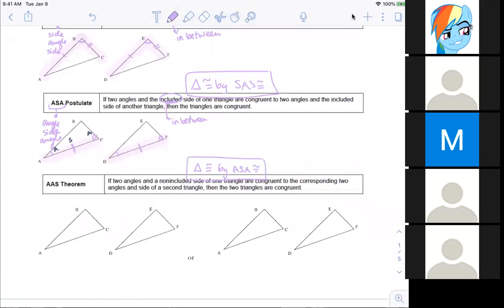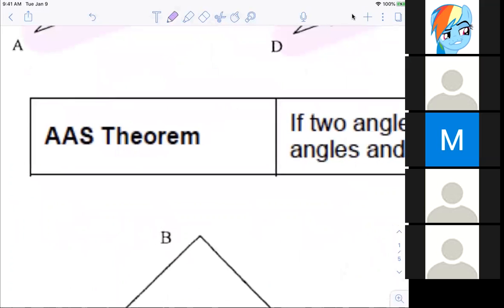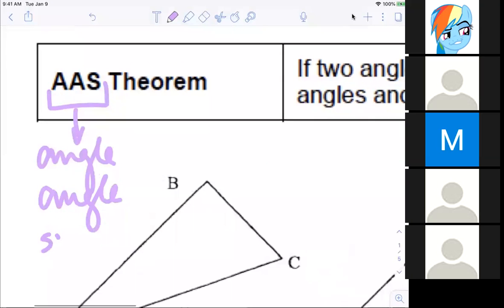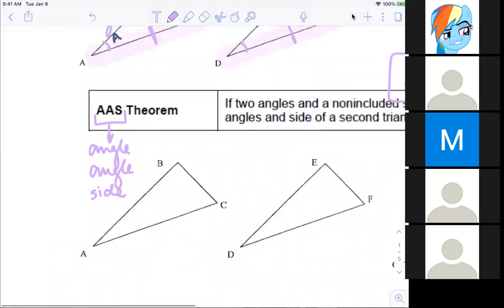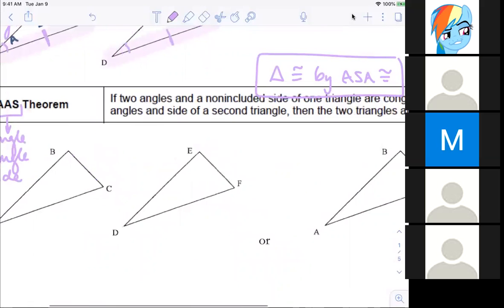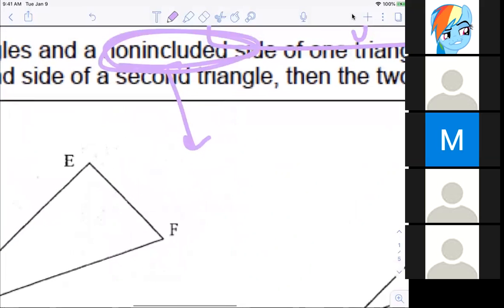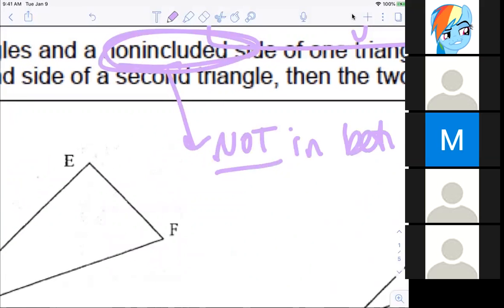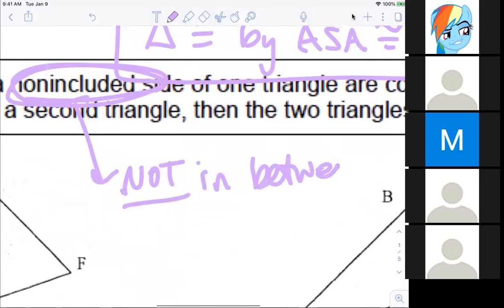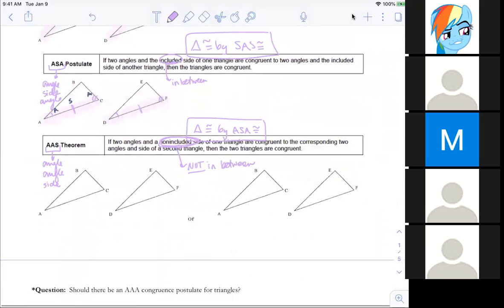This is similar to the one below it, so let's just jump into this one. And if you have questions, I'll answer them in a second. This one says AAS, which means it's angle, angle, side. Two angles, and this time it's a non-included side. It is not in between. It is not the side in between the two angles.